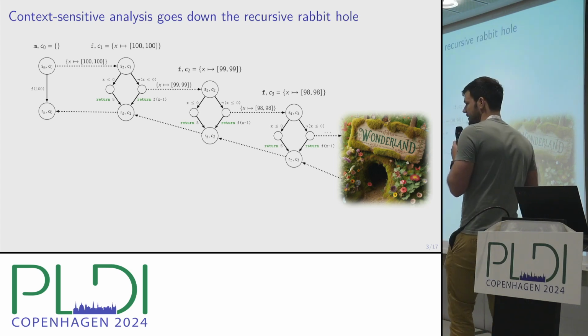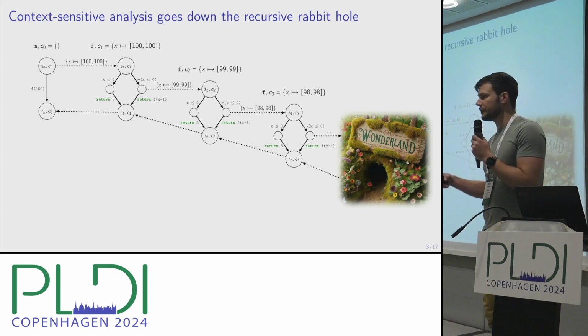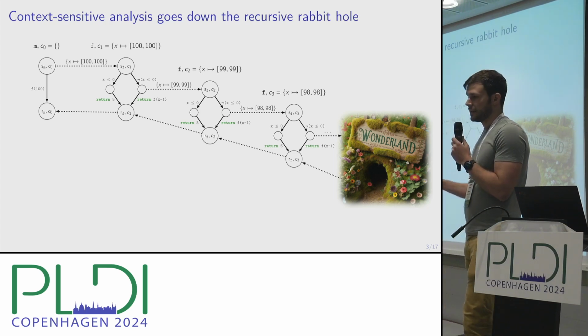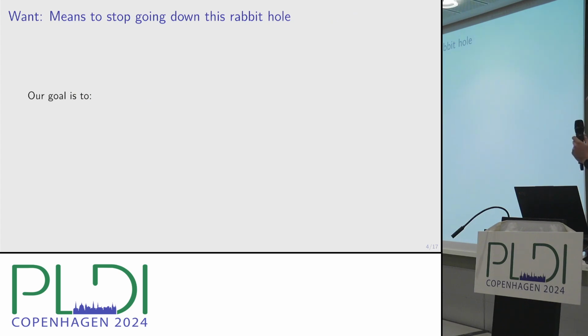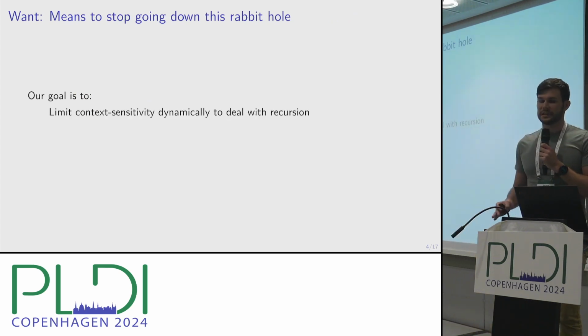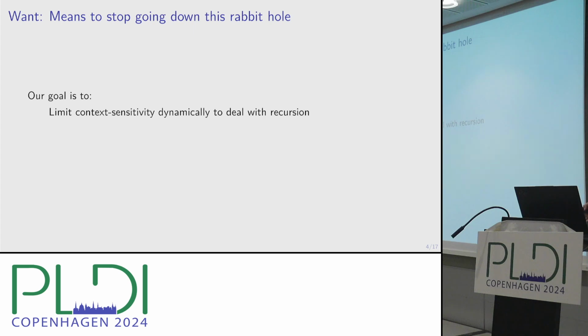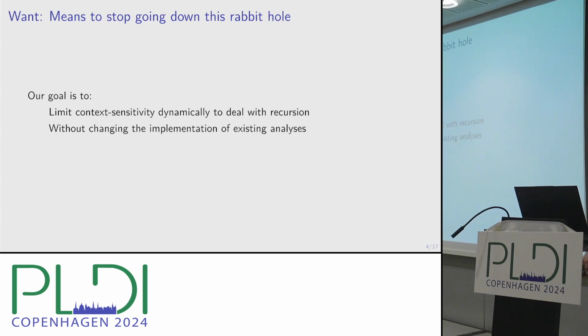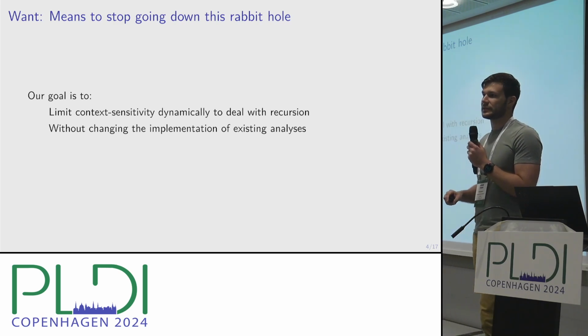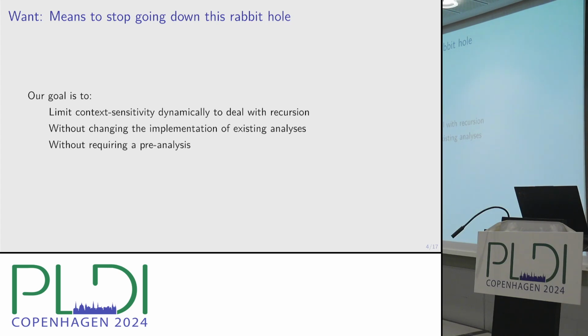So that's certainly something that in some circumstances we want to avoid, and we want to have some trade-off between analyzing everything context sensitively and ensuring that we terminate. So what is our goal? Our goal is to limit the context sensitivity dynamically, so that we are able to deal with recursion while still in general being context sensitive. We don't want to touch all our existing analysis implementations, but instead reuse them as is. Additionally, we would like to avoid having to do some pre-analysis, because a pre-analysis may often be imprecise or costly.